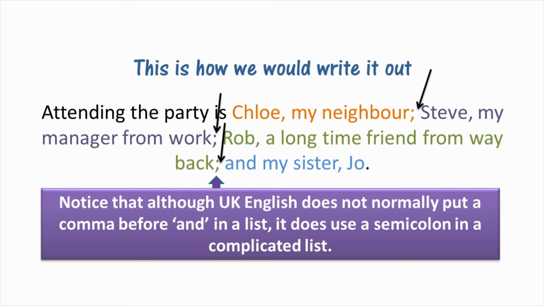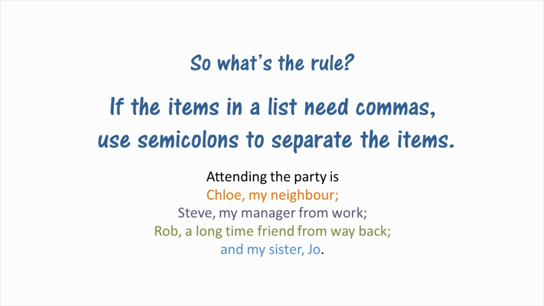Attending the party is Chloe, comma, my neighbour, semicolon; Steve, comma, my manager from work, semicolon; Rob, comma, a long-time friend from way back, semicolon; and my sister, Jo. Notice that although UK English does not normally put a comma before an and in a list, it does use a semicolon in a complicated list. So, what's the rule we need to apply when using semicolons in a complicated list? It's this: if the items in a list need commas, use semicolons to separate the items.